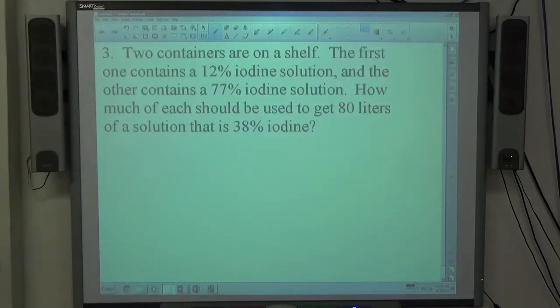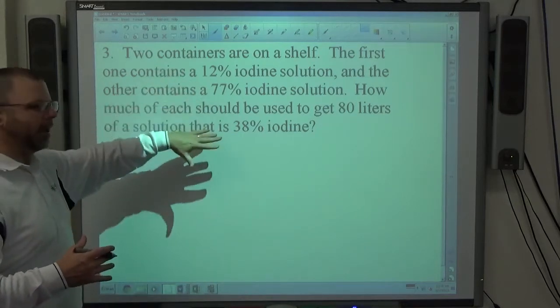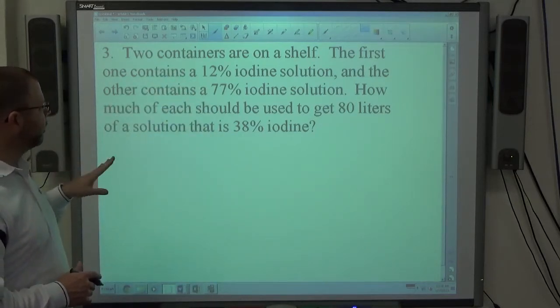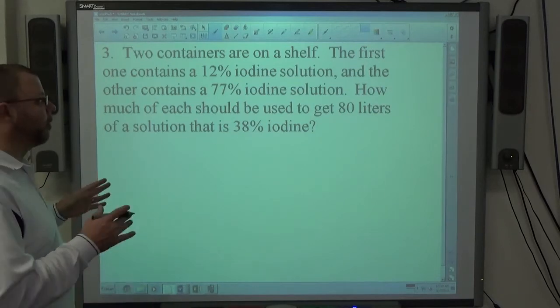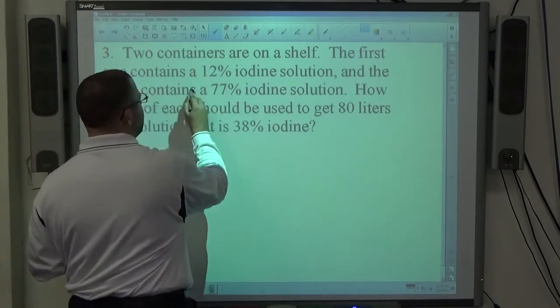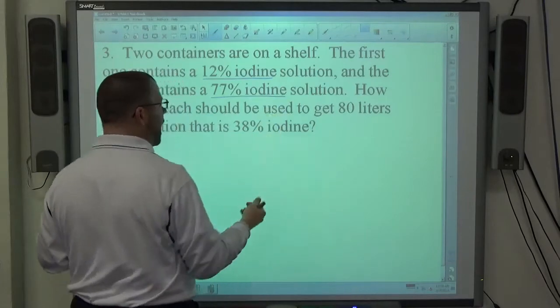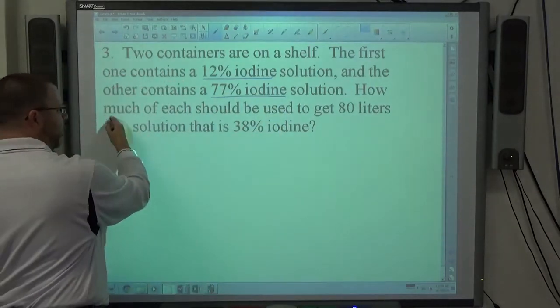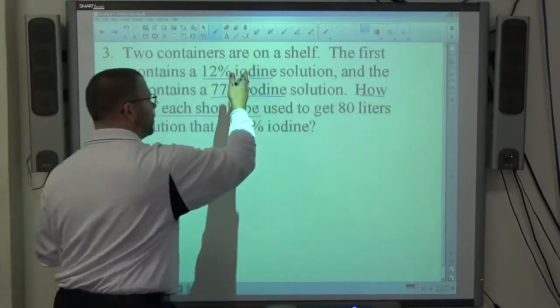Number 3, 2 containers are on a shelf. The first one contains 12% iodine, the other contains 77% iodine. How much of each should be used to get 80 liters of a solution that's 38% iodine? So everything's about iodine, which is good. And what we have to establish is what we're mixing together and what we're going to end up with. So we've got a 12 and a 77 that we have. We're mixing those together. How much of each should be used? So we're mixing those two together.